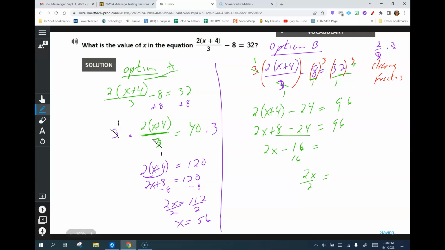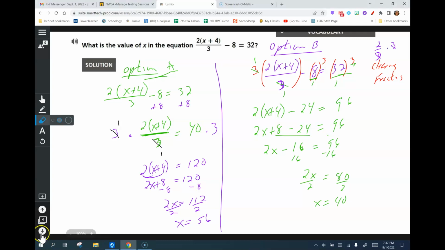Now we're going to still bring down the 96. We're going to subtract 16 from it, and we're going to get 80. Divide by 2, and I get 40. Hey, these have to come out to be the same. So I made another mistake.